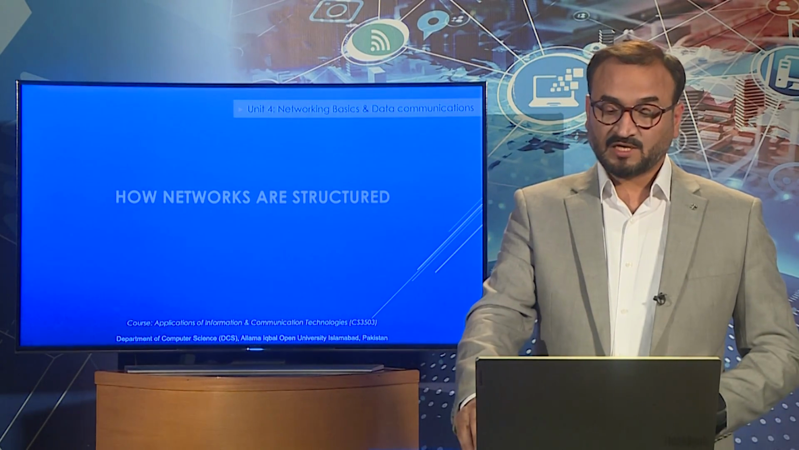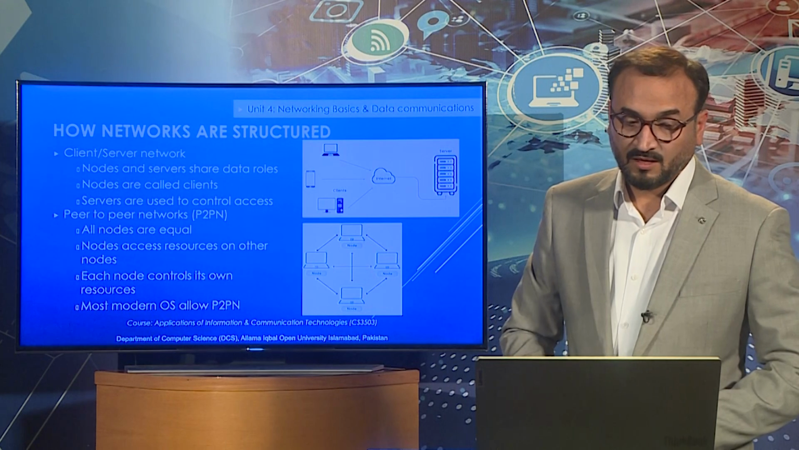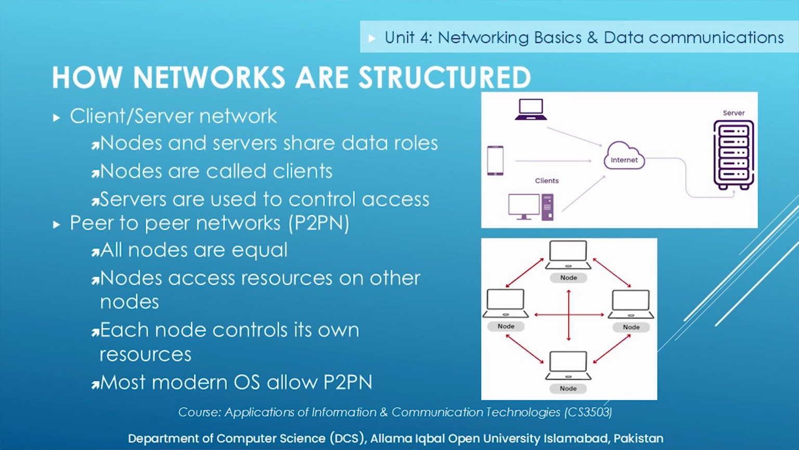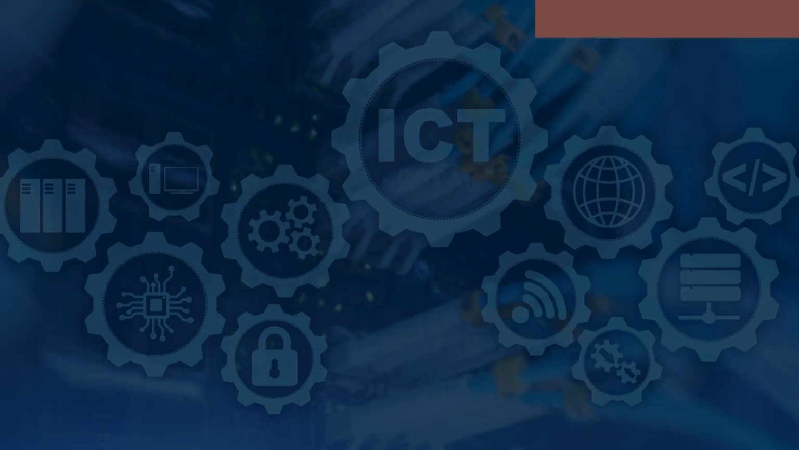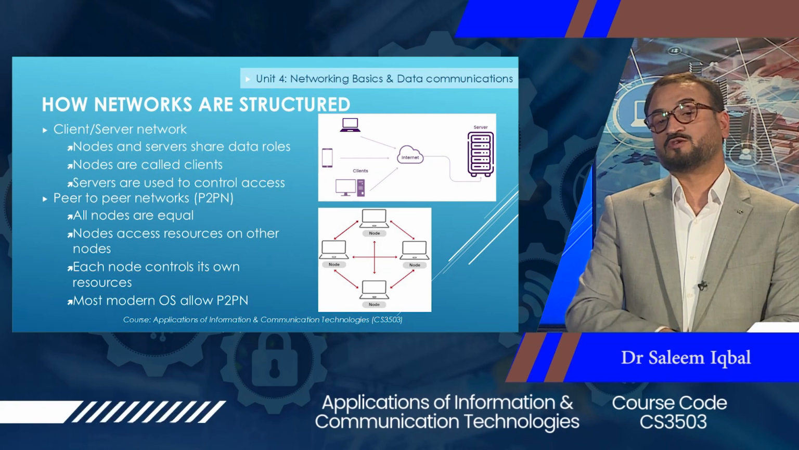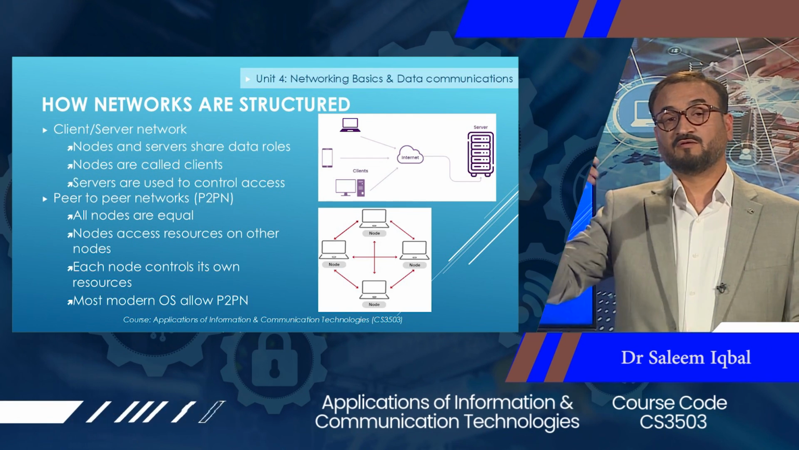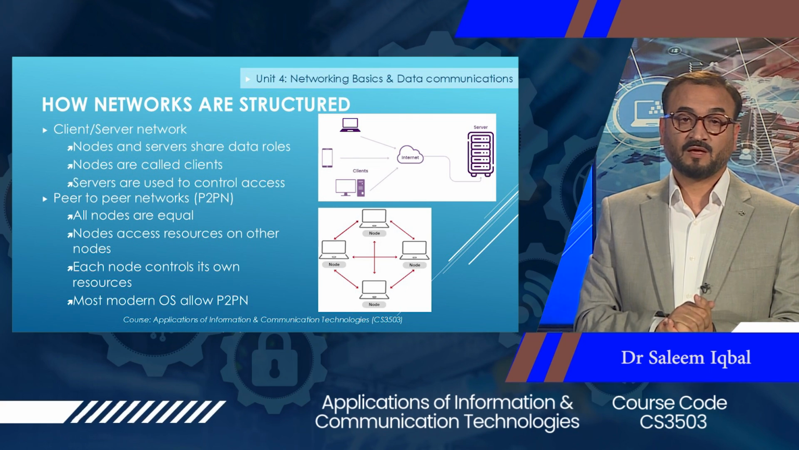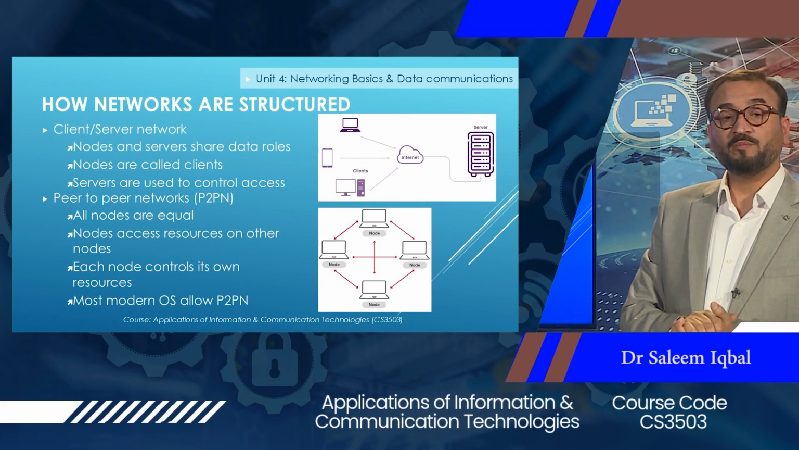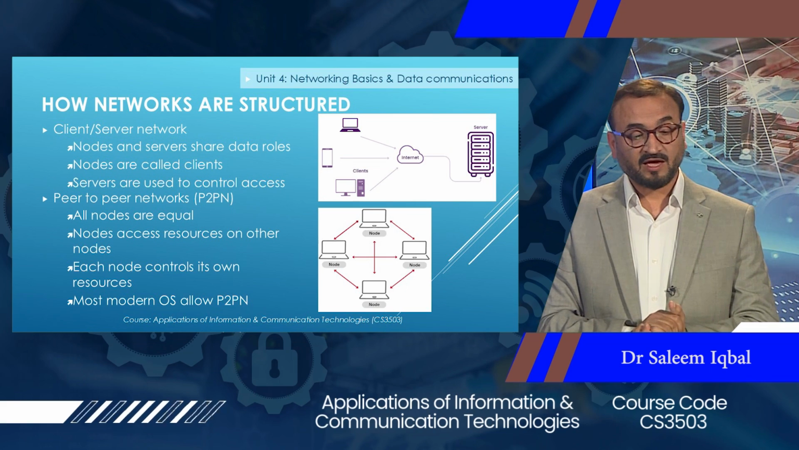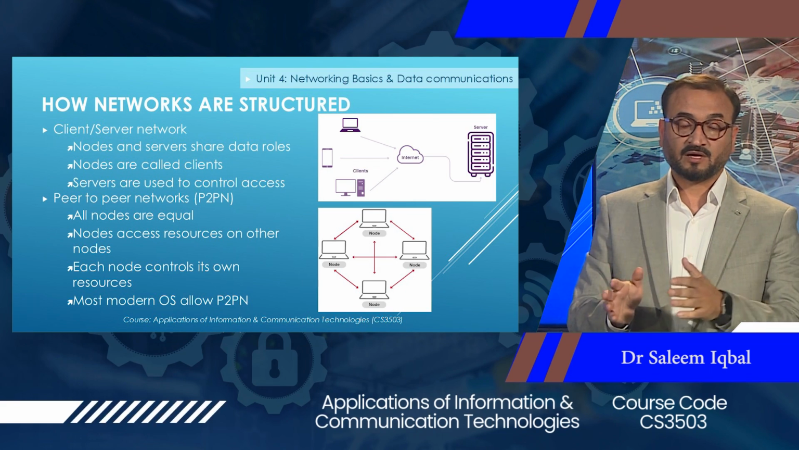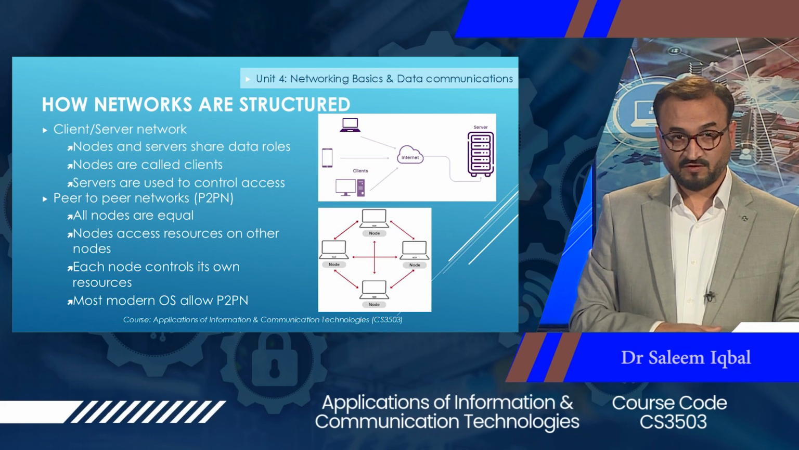How networks are structured? These networks could be formed in the form of client-server architecture or might be peer-to-peer networks. For example, in peer-to-peer networks, we have torrent, where we are getting the data from a particular device. These structures could be even hybrid also, where we may have the server and peer-to-peer networks.